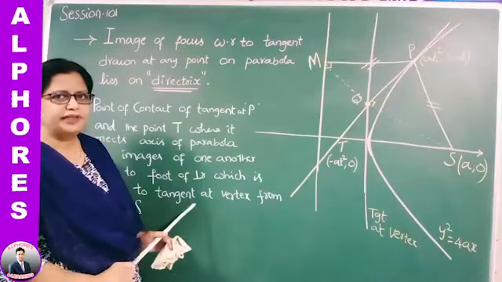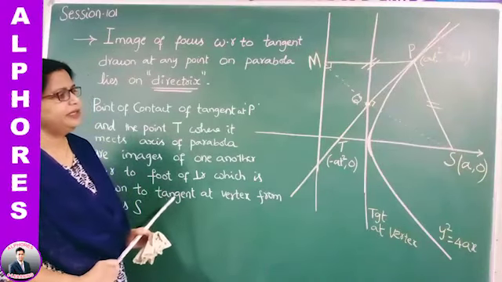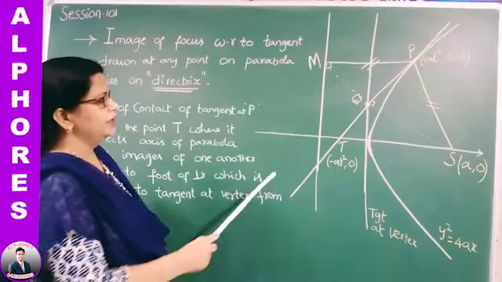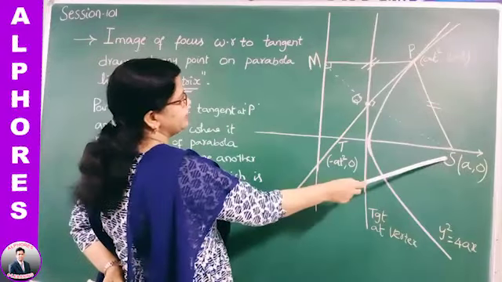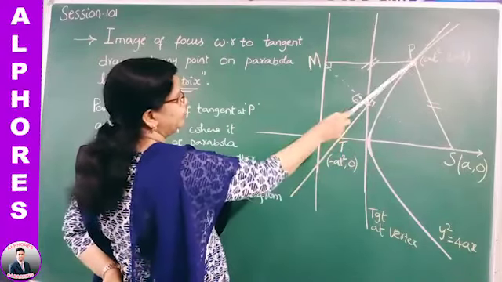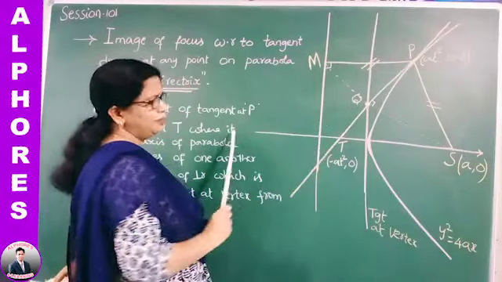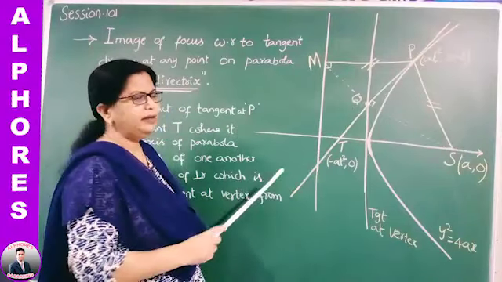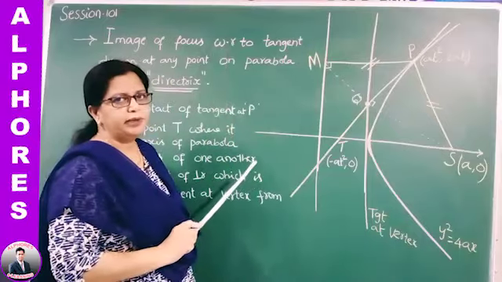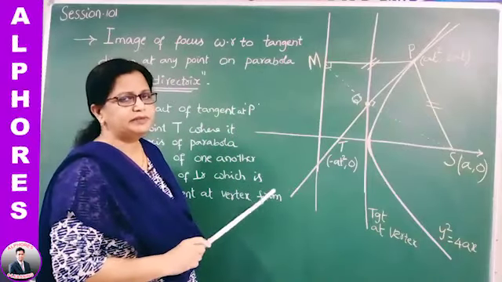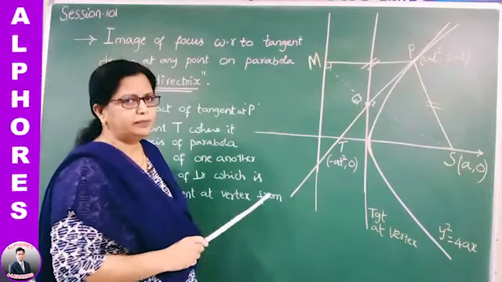Now observe students, basing on the previous property, if I consider from the focus, SP we have taken, where the tangent is drawn at the point P to the standard parabola y square equal to 4ax. But this property we can apply to any kind of parabola, just like our reflection property, whatever we have discussed, that also we can apply for any kind of parabola. Now here also you can make use of this property for any type of parabola.